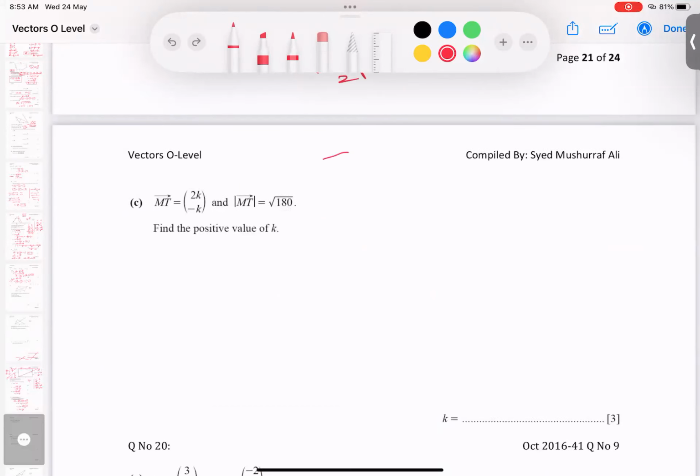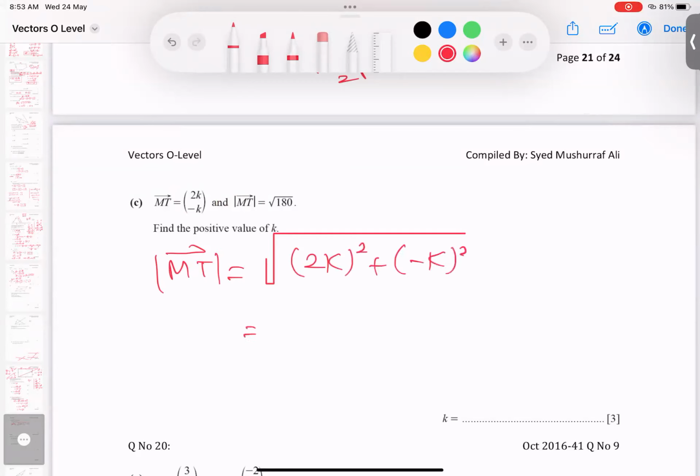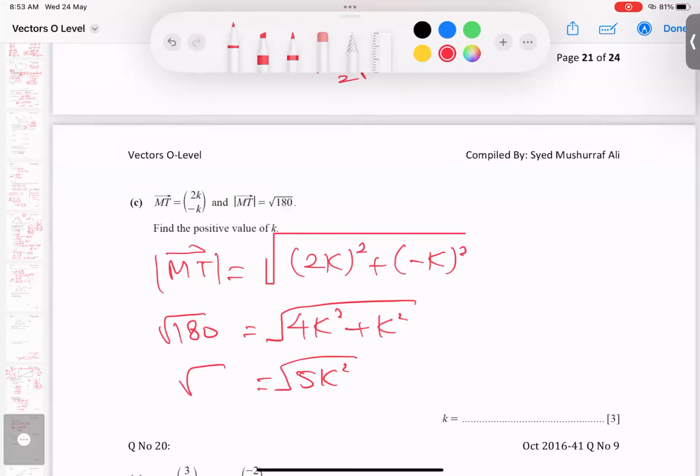He gave us this modulus. Can you see the modulus? And what is a modulus, students? So I will just show you. A vector's modulus means square the components and add them, then take the square root. So 2k to the power 2 plus minus k to the power 2. And this value is coming from root 180. I'm writing root 180. The square of 2 gives you 4k squared, and this power 2 will eliminate the minus sign, so I get k squared. Okay, I got 5k squared under the root, and root 180.